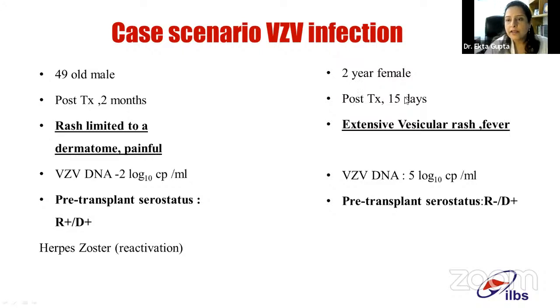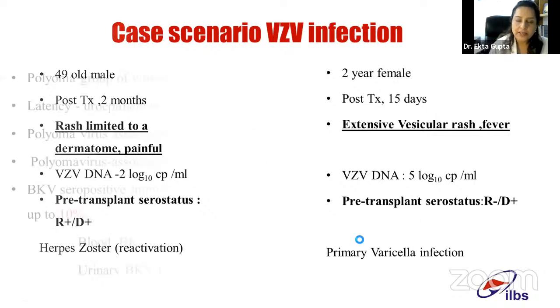On the other hand, there is a small female, just 15 days post-transplant, with an extensive vesicular rash, very high VZV DNA in blood, and on pre-transplant serostatus she was never exposed. So this looks like a primary infection. This requires a lot of monitoring, and administration of antiviral and immunoglobulin, because this can lead to disseminated varicella infection and can be fatal. So these are the two types of case scenarios. Reactivation is very common after renal and solid organ transplant, but primary varicella infections can also occur, and that is why pre-transplant screening for immunization, exposure, and IgG level is very important even in the case of varicella infections.